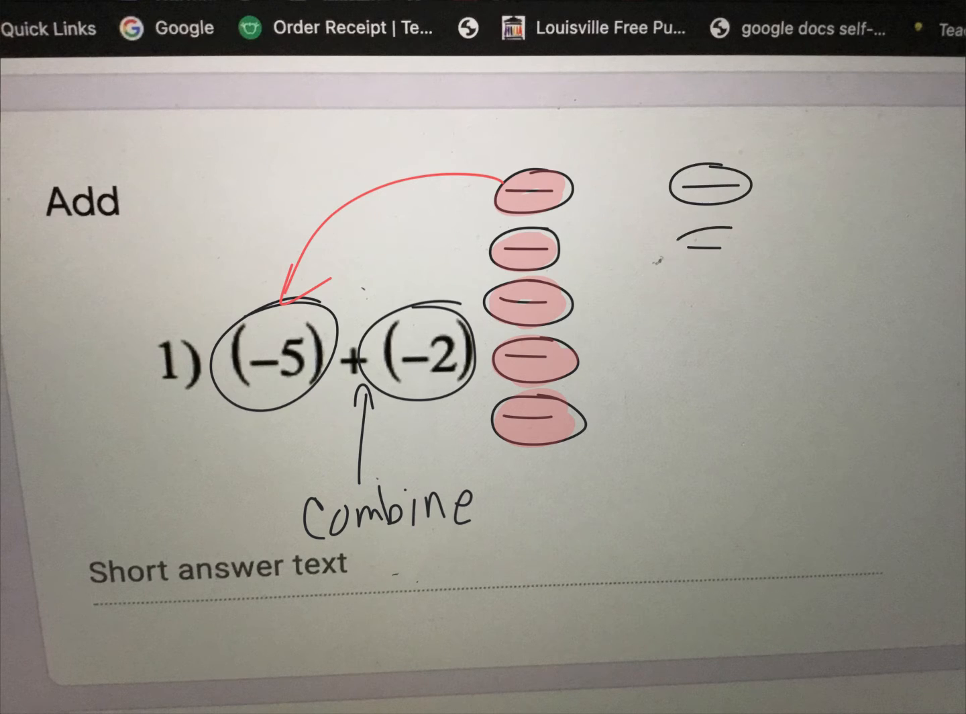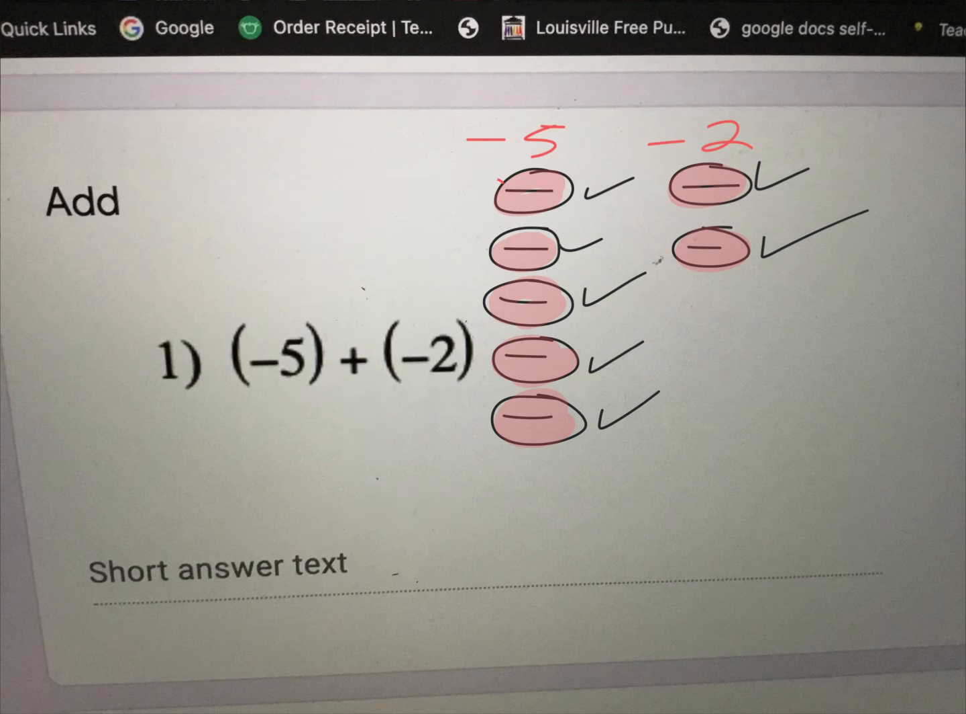So how would we make that -2? Well, we would have two more negatives, right? So we've got two negatives. Oops, wrote that in the wrong spot. So we've got 5 negatives, and then we have 2 more negatives. Well, how many negatives do we have all together? We have 1, 2, 3, 4, 5, 6, and 7. So that means that our answer, -5, combined with -2, is going to be a grand total of 7 negatives. So your answer for number 1 is -7.